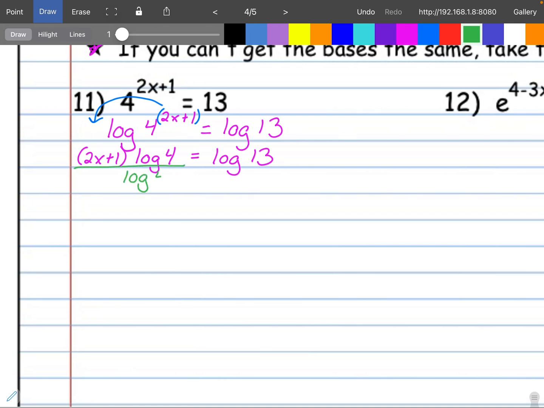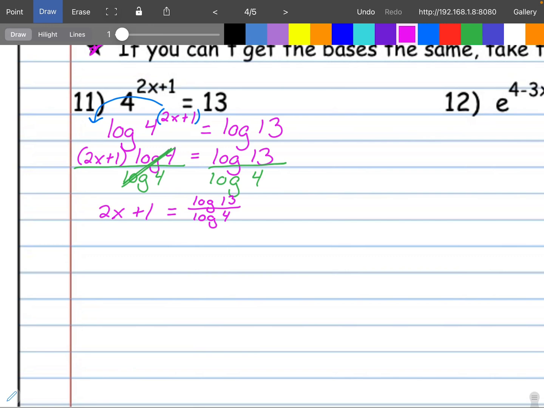Now, because that is 2x plus 1 times log 4, to get rid of that log 4, we can simply divide. So if I divide by log 4 on the left side, those are just going to cancel. If I divide by log 4 on the right side, I'm not going to do anything with that at the moment, but we know that that's something we can type in our calculator. We don't want to do it yet, though. We're going to wait until the end. So these are now gone, which means I no longer need the parentheses. Therefore, this is just going to be 2x plus 1 equals that fraction, log 13 divided by log 4.